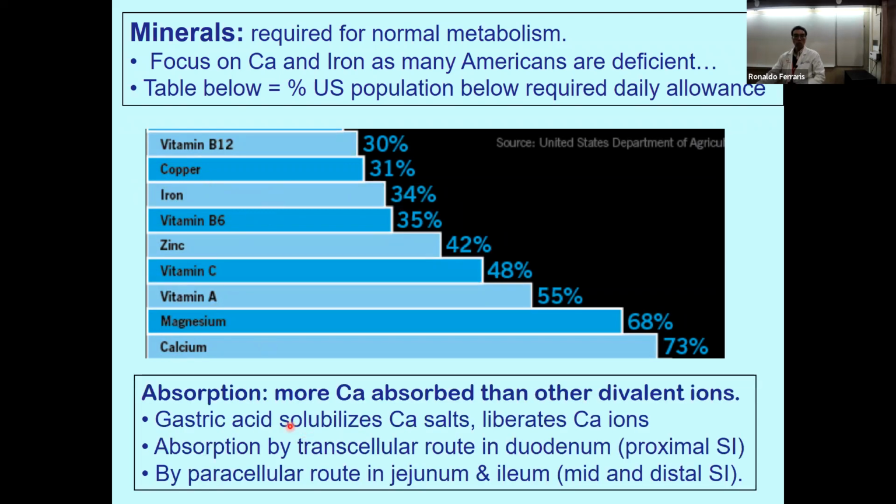And we actually absorb a lot of calcium. Okay, so the gastric acidity in our stomach liberates calcium from our food, and then this free calcium ion can be absorbed by a transcellular route in the duodenum or by a paracellular route in the jejunum and ileum. Paracellular just goes through the tight junction. So let's discuss the transcellular route of absorption, okay, in the duodenum.